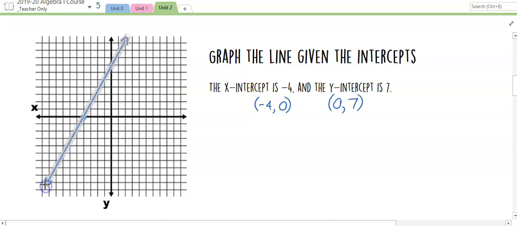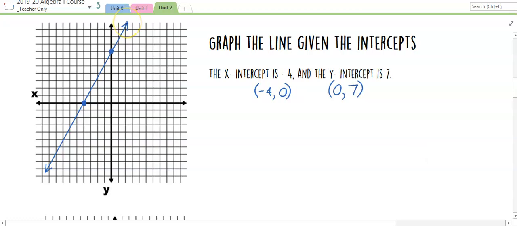Take your time to get your line to go straight through the dots as neatly as possible. If you're using paper and pencil, I encourage you to use a straight edge or a ruler when making your lines. Notice that my line goes all the way through the entire graph, the entire coordinate axis. And I put arrows on the ends because it goes on forever.